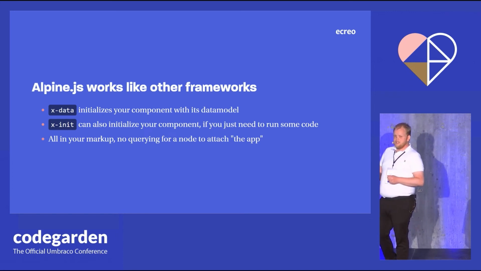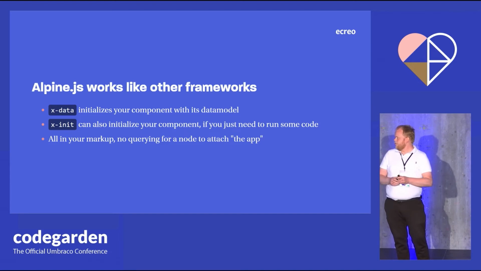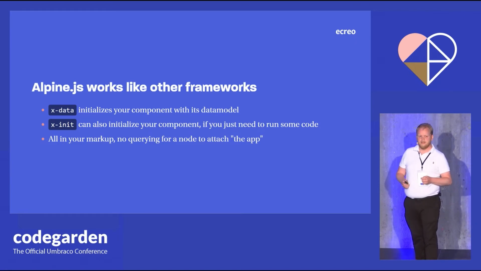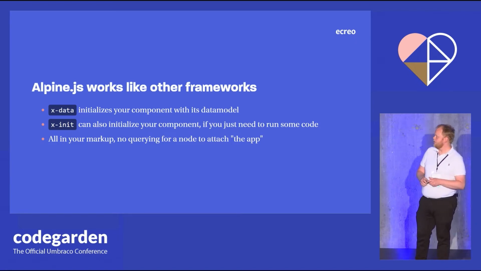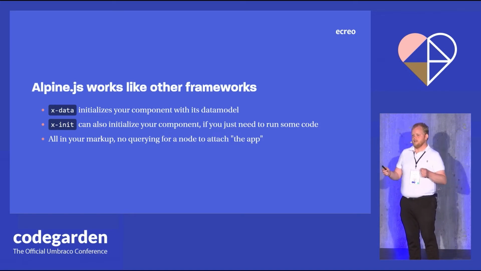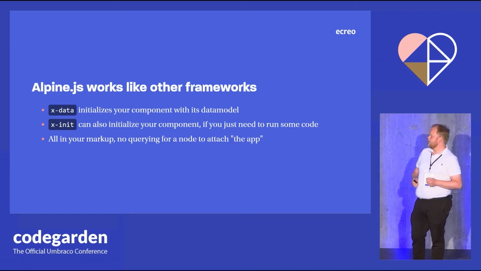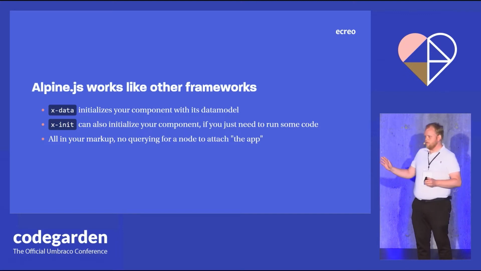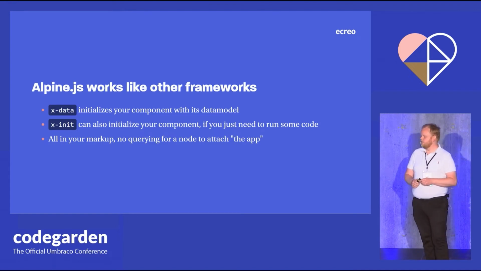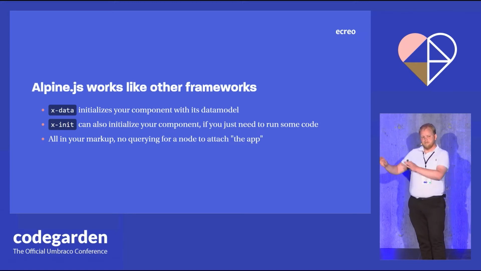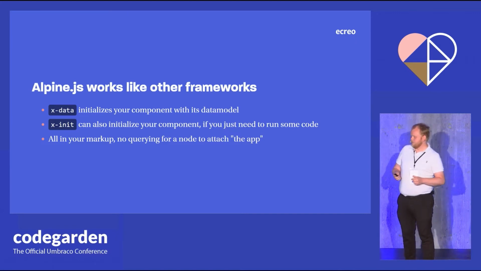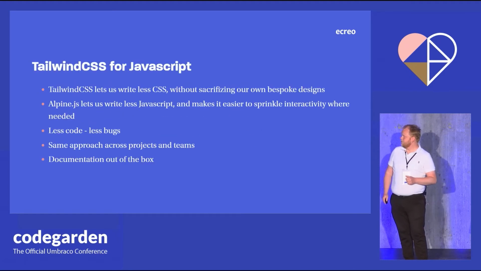So instead of having a script file where you first query for the specific node that should be the home of your app, you simply add the x-data attribute to the element that should be the root of the component. You could also use x-init if you don't need any data. You just need to run some code whenever Alpine JS finds the element. And the benefit of this is that it's all in your markup. You don't need to query in another file for which elements to work on. And that lessens the context switching, where you don't have to move between your Vue and your JS files and maybe your CSS files, if you're not using a utility-first approach for that either.